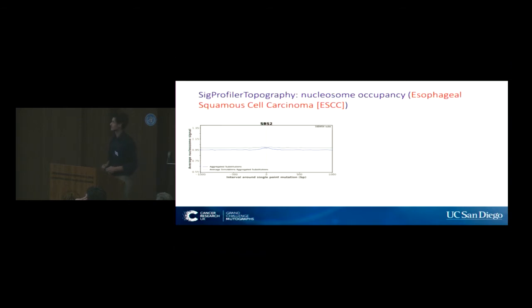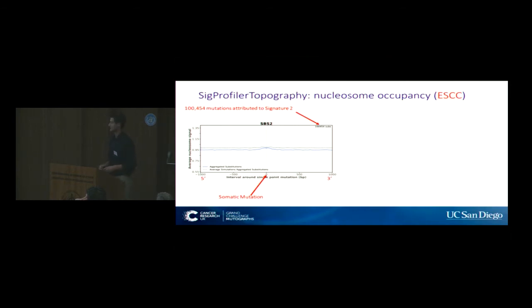So some preliminary analysis we did with the Mutographs data, the esophageal squamous cell carcinoma, is we took all the mutations attributed to signature 2 in the data sets, which in this case is about 100,000 mutations, and we calculated a nucleosome occupancy score at the point of the mutation, as well as 1,000 bases before and after. And what you can see is that there's an increase in nucleosome occupancy at the point of the mutation. However, if we go ahead and simulate this data, by chance, we actually expect there to be a higher nucleosome occupancy signal, suggesting that signature 2 is preferentially causing mutations that are in lower occupancy regions.